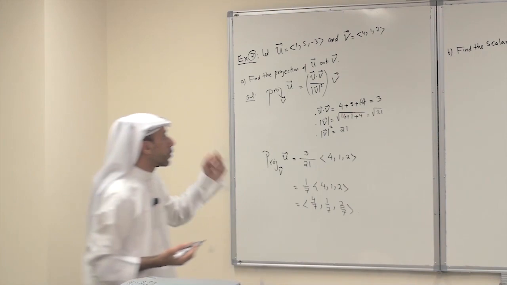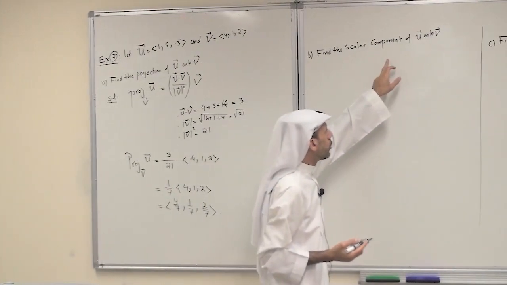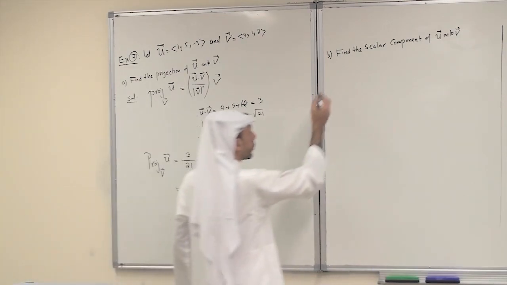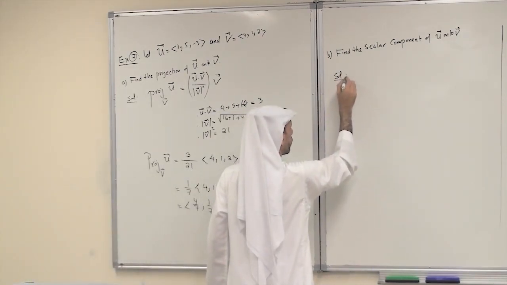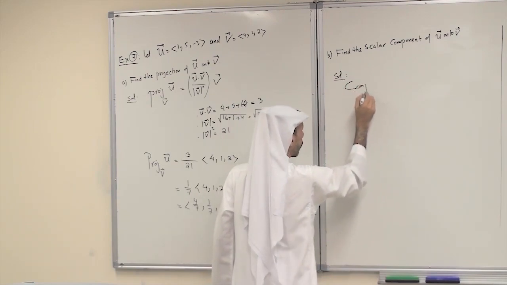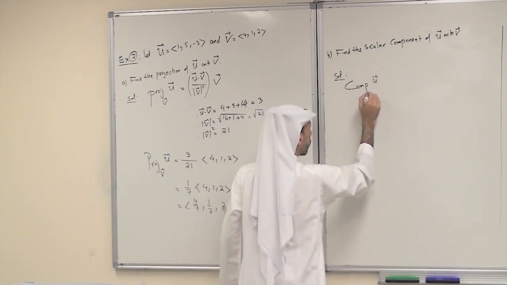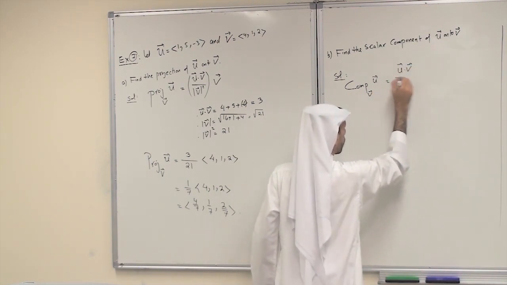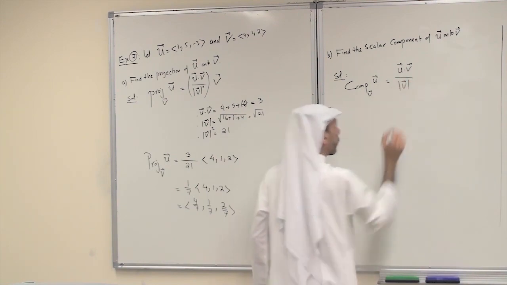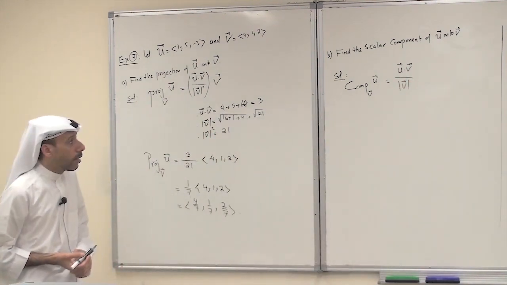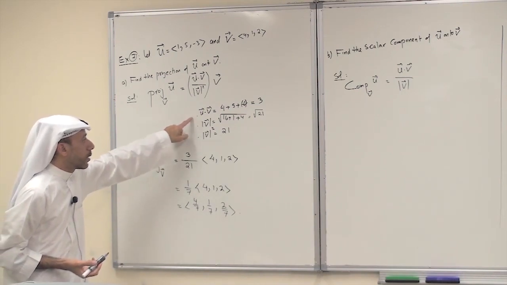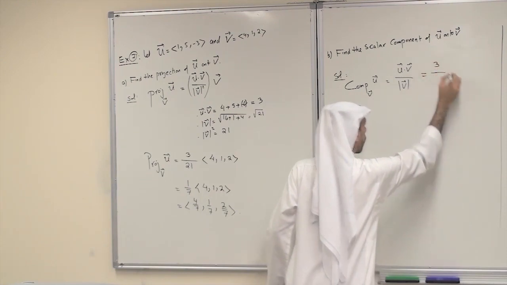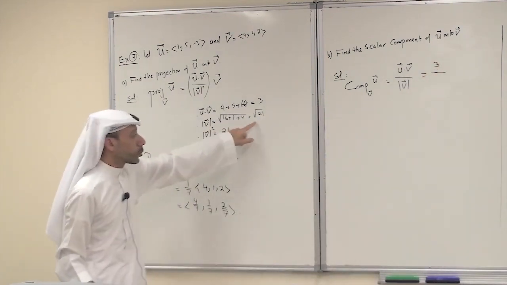The second part of the question: find the scalar component of U onto V. Again, you have to just remember the formula. So the solution here: we need the component of U onto V, and this is just the dot product U dot V over the magnitude of V. We already calculated the dot product of U and V, which is 3, so this is just 3 over the magnitude, which is root 21.